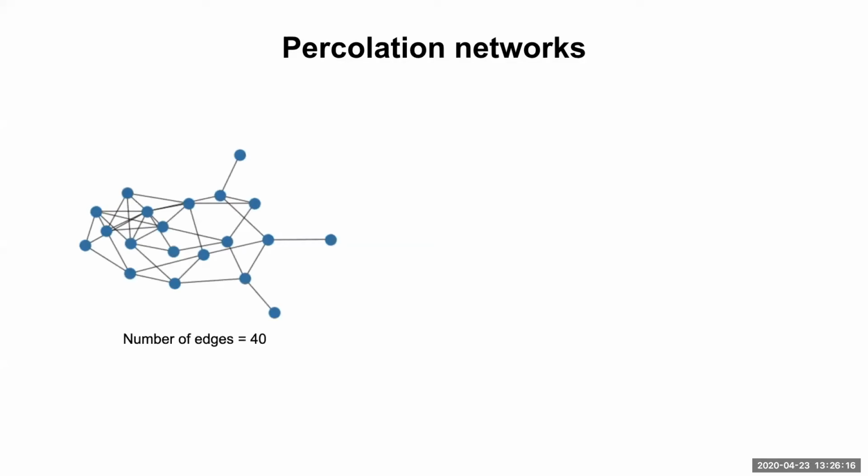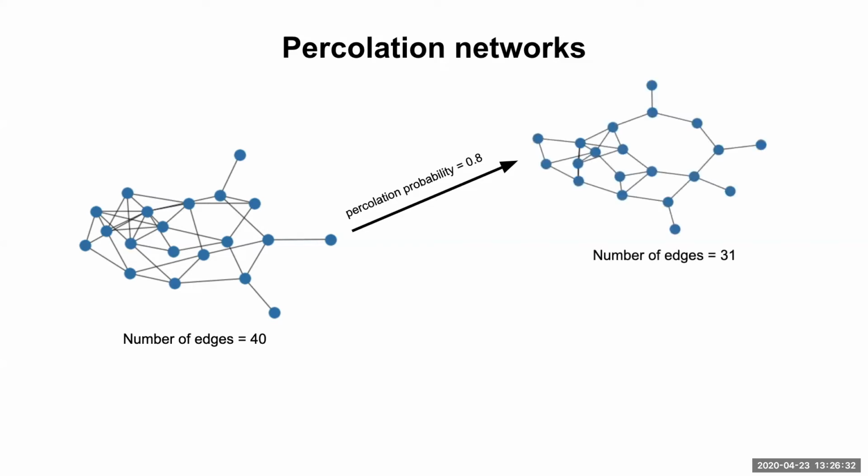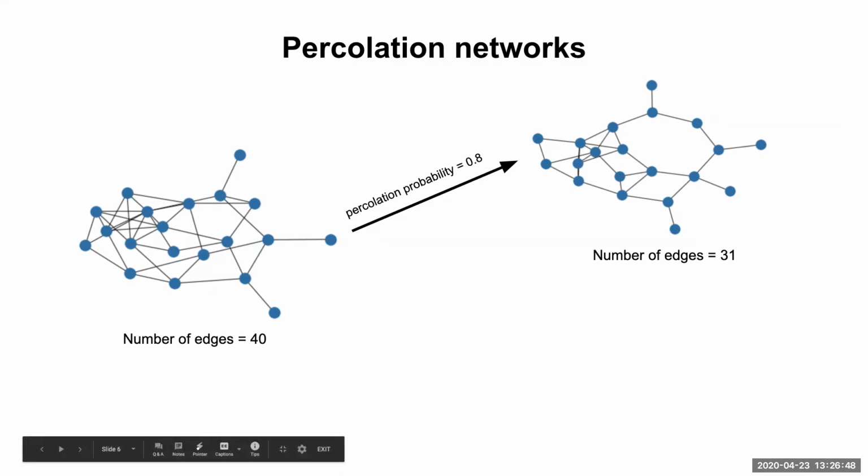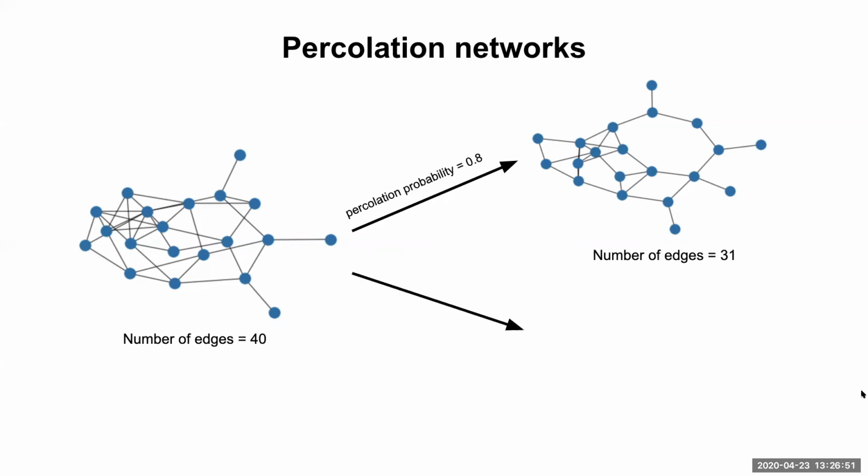So what are percolation networks? Suppose you have a graph that has around 20 nodes and about 40 edges. To make the percolation network, we go through each edge of the original network and keep that edge with a probability equal to the percolation probability, and delete it otherwise. As you can see here, the percolation network thus formed has fewer edges than the original network, because for every edge in the original network, we keep it with a probability of 80% and delete it with a probability of 20%. On the other hand, if the percolation probability is decreased to 0.5, more edges are deleted and the resultant network has even fewer edges.